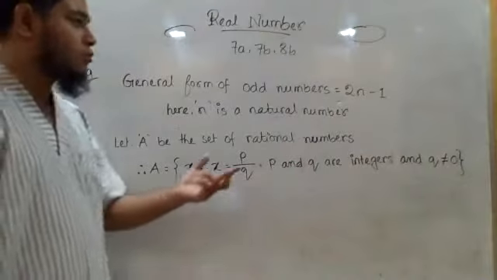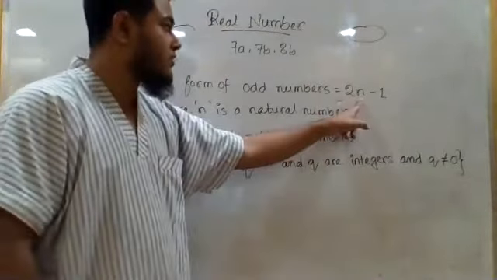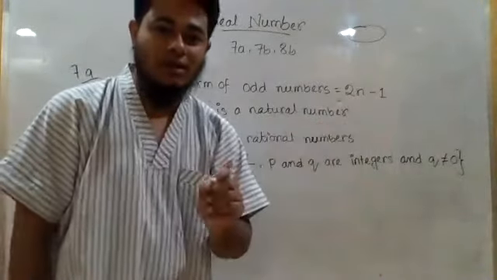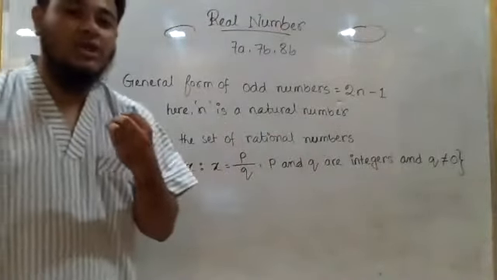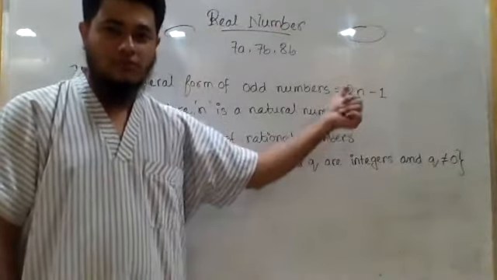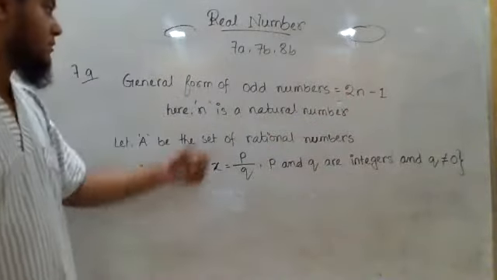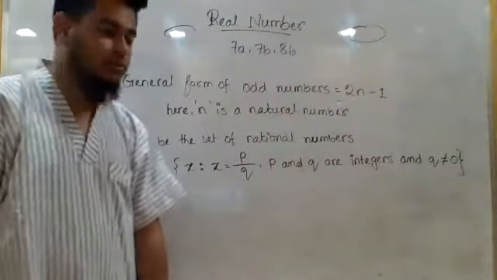Then again, if you put the value of n, let us say as 100, so 100 into 2 will give you 200. 200 minus 1 is 199, which is also an odd number. So likewise, you may put any value you want for n. You will always get an odd number only. So that is why this can be considered as the general form of an odd number.